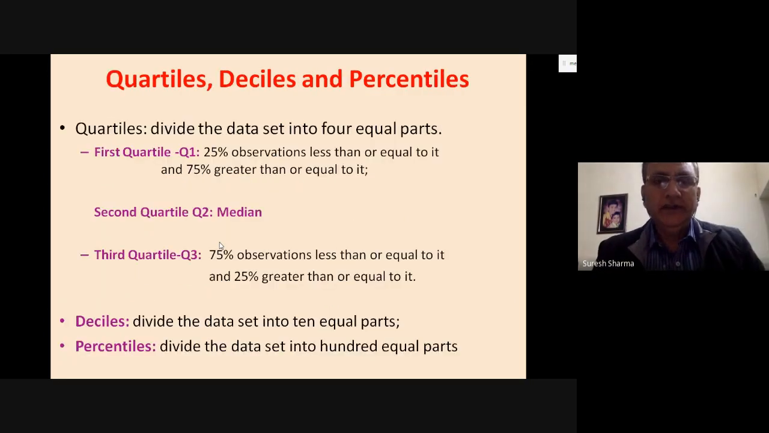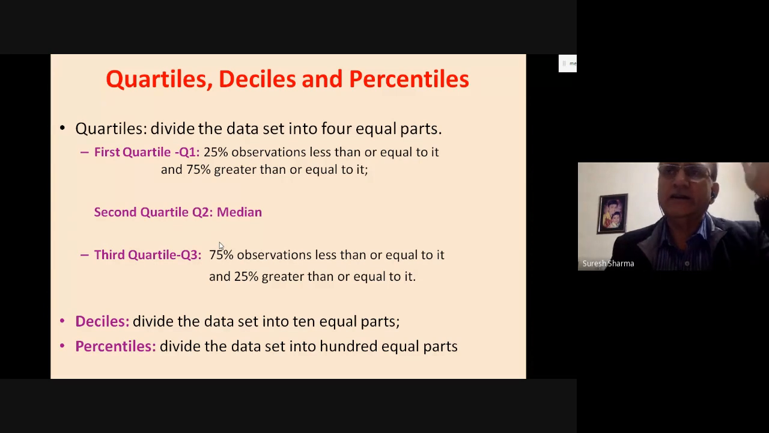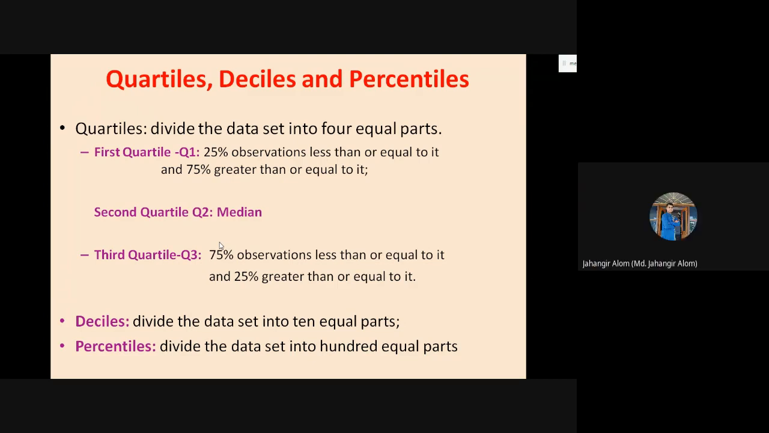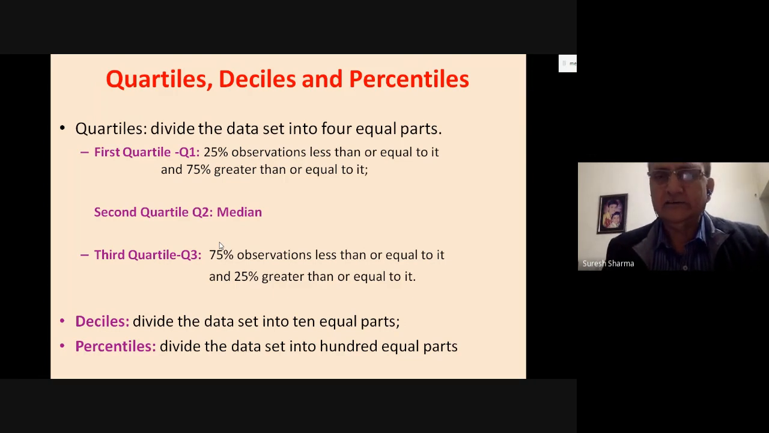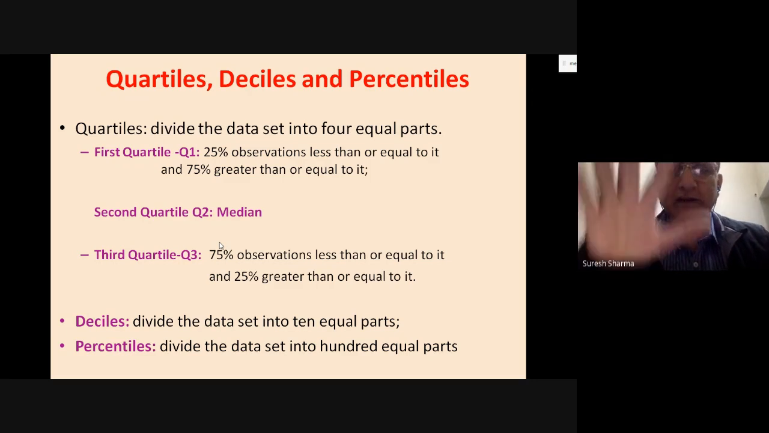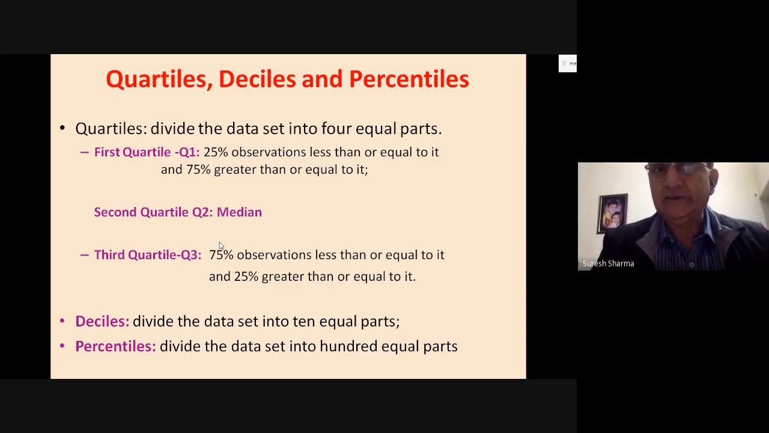Now, the median divides the data into two equal parts. Let's say one rod is given to me and I have to divide it into two equal parts. Where will the cut appear? The cut will appear exactly at the median. Similarly, quartiles divide the data into four equal parts. Deciles divide the data into 10 equal parts. Percentiles divide the data into 100 equal parts. So these are just different divisions of the data.